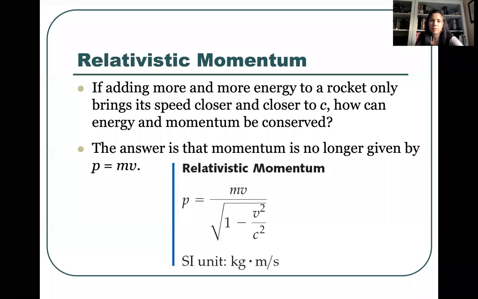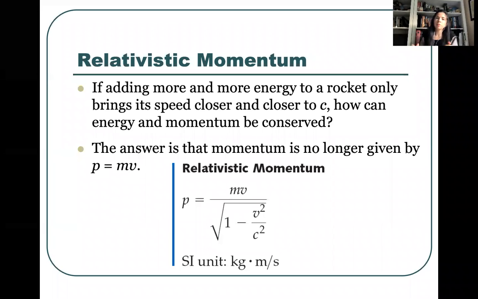All right, so we talked about relativistic velocity. And so what about relativistic momentum? Because we know that we define momentum in the classical way as mass times velocity. So what's going to happen to our definition of momentum when we are looking at relativistic objects?